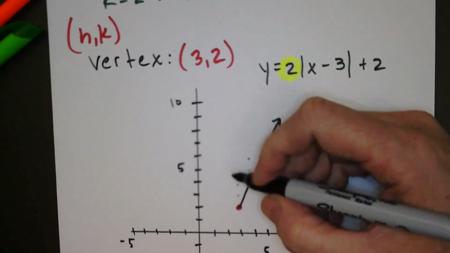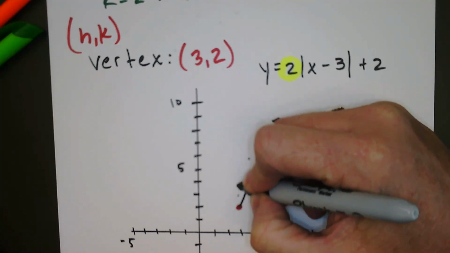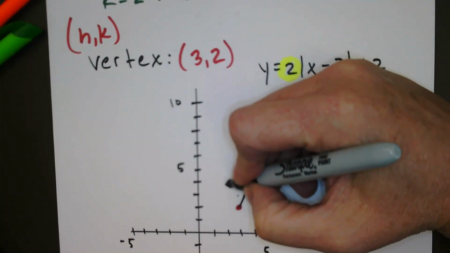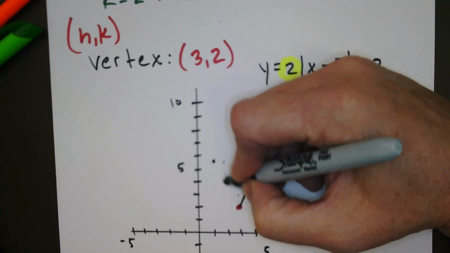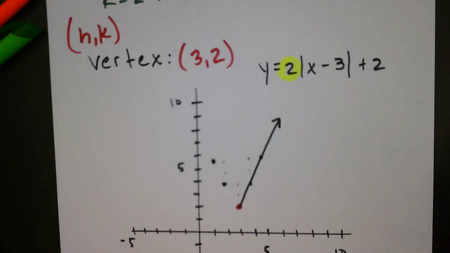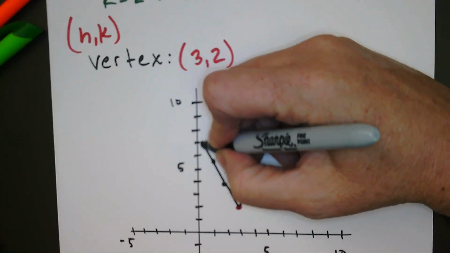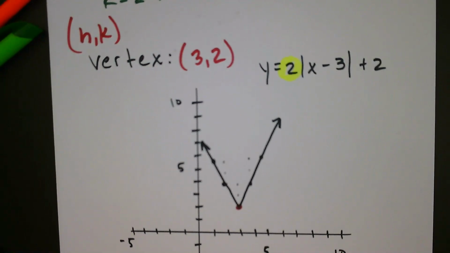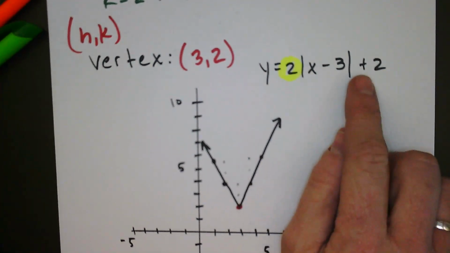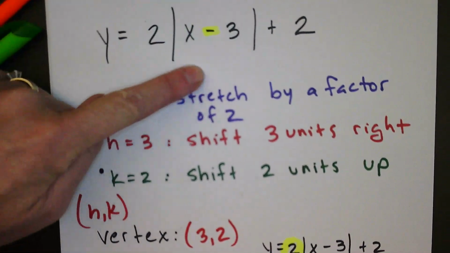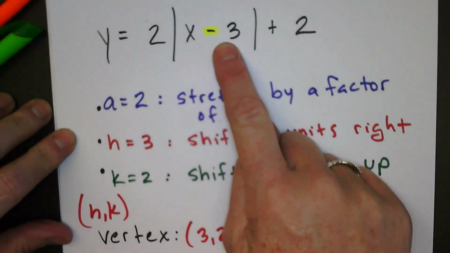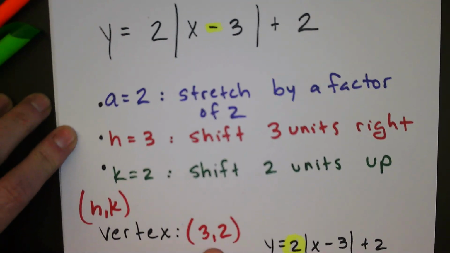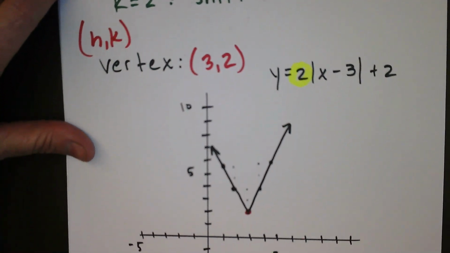On the other side, because it's symmetrical, I'm going to reverse it. I'm going to go up 2, left 1. And then up 2 again, left 1. I'll make these dots a little bit larger. So that is my absolute value function with all of the transformations: stretch by a factor of 2, shift 3 units right, shift 2 units up, vertex at (3, 2). There's the visual to go with it.